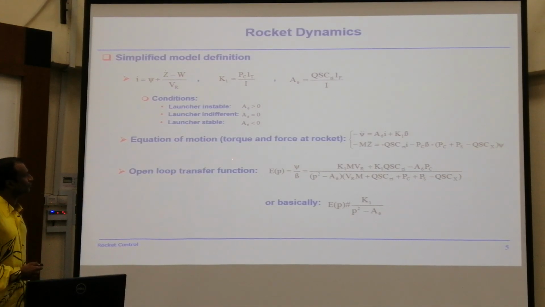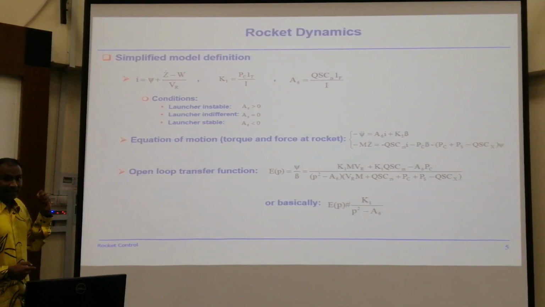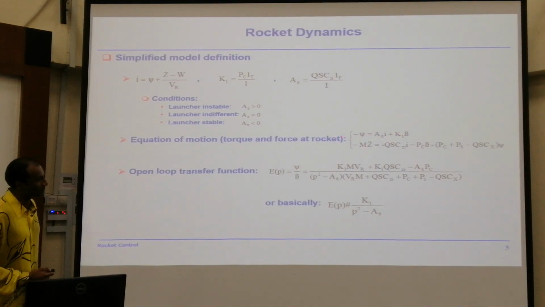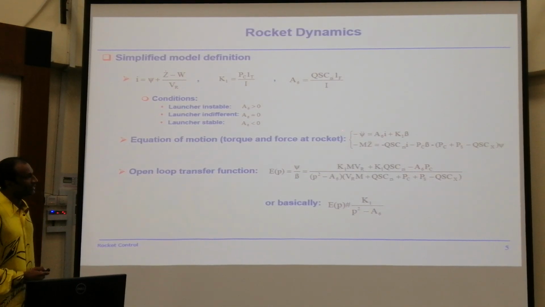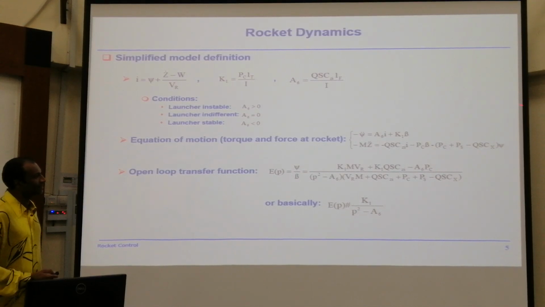Now let's move on to this first. Equation of motion, remember the torque and force at the rocket. I take that equation. Why? Because those equations have these two quantities. And I deduce these two quantities. When I deduce them, what I should be able to get? I should be actually able to rearrange this.